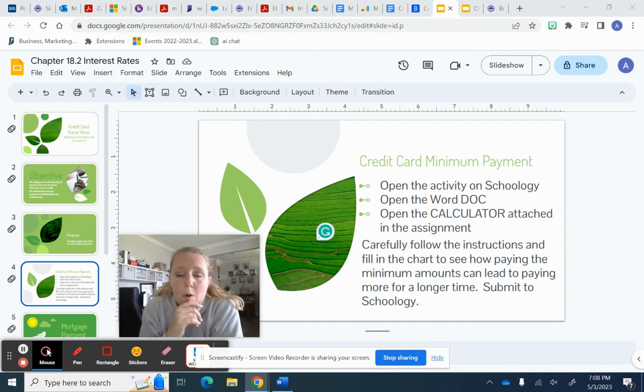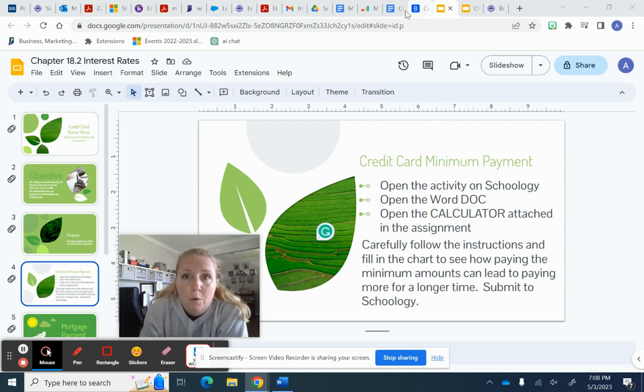You're going to open up the Word document and the calculator that is attached to the document in Schoology. Read the instructions very carefully. I want you to fill in the chart to see how much paying the minimum amounts can lead to paying more over time. Borrowing money and using credit is not always the most cost effective way to do it.